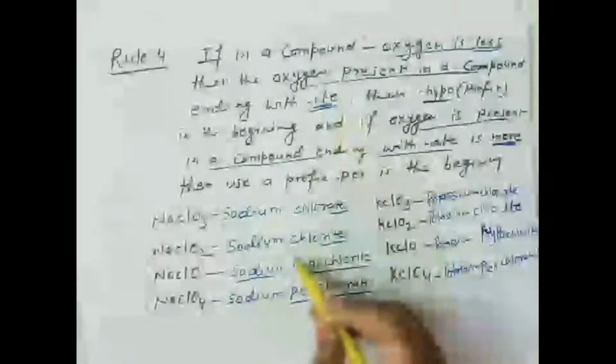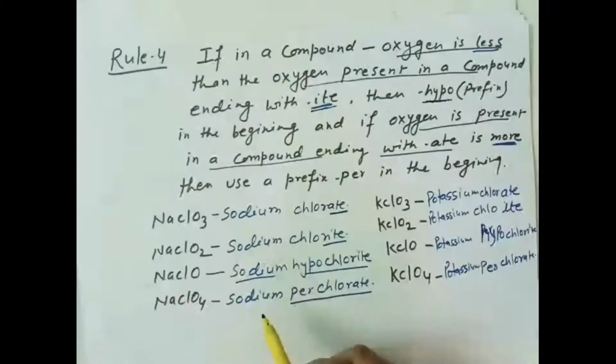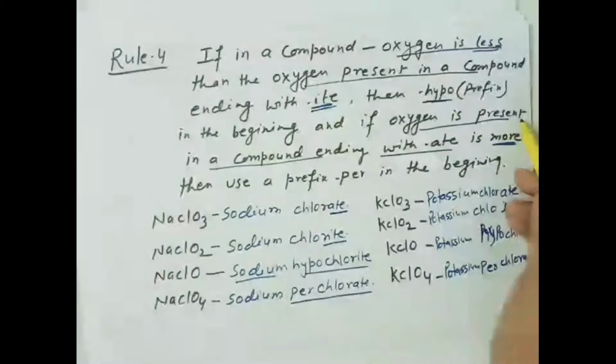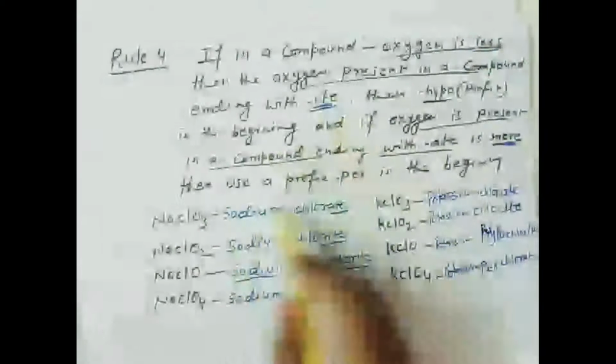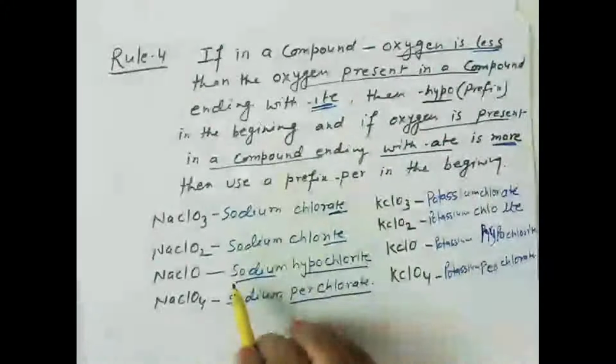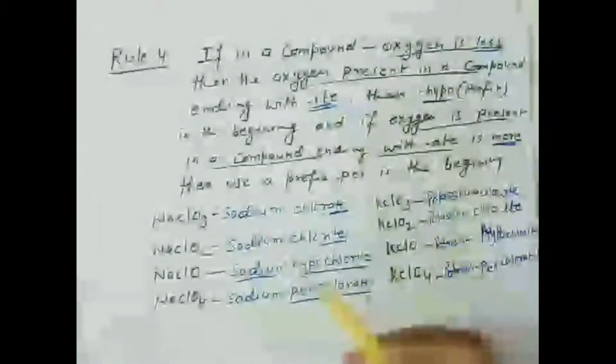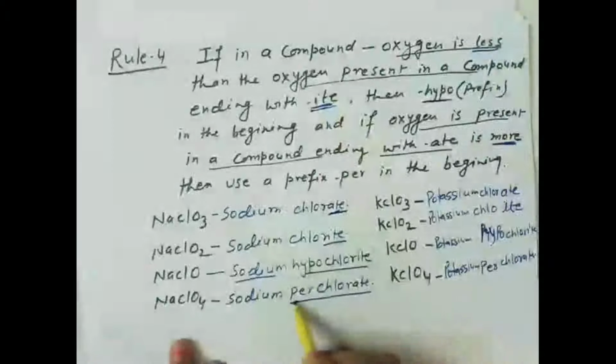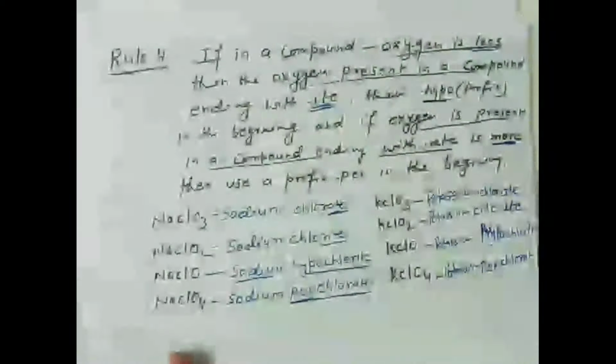So once again, if in a compound oxygen is less than the oxygen present in the compound ending with ite, then the prefix hypo is used. If oxygen is more than that in the compound ending with ate, then the prefix per is used.